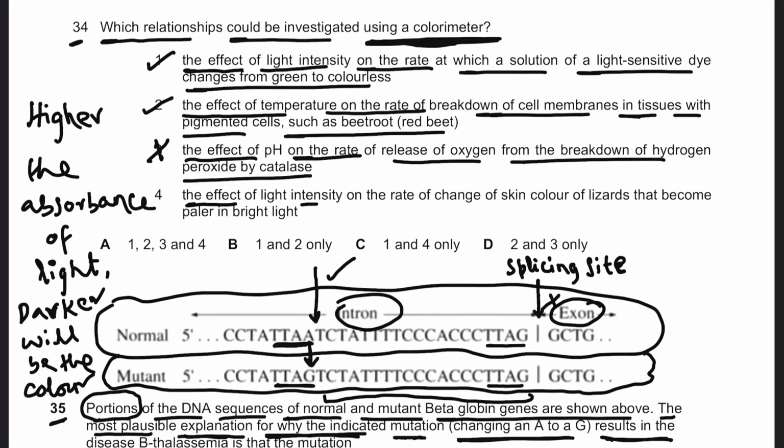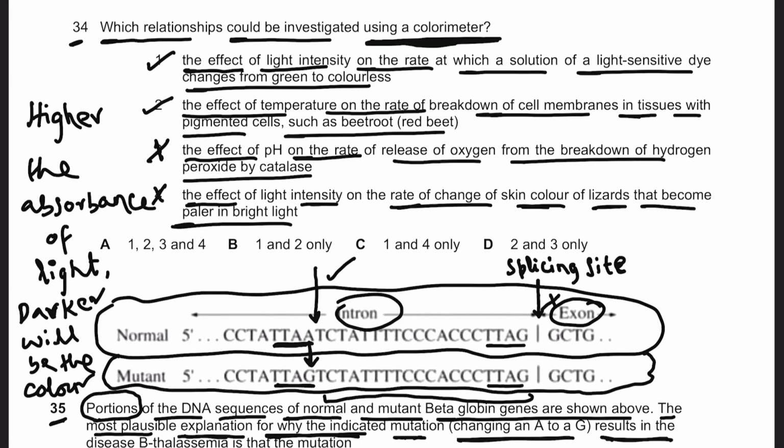The effect of light intensity on the rate of change of skin color of lizards that become paler in bright light. Guys, this relationship cannot be tested using a colorimeter because they are talking about the skin color of lizards. We can only deal with solutions using a colorimeter. Can we put the lizard in a colorimeter device? No, obviously not. We cannot do that.